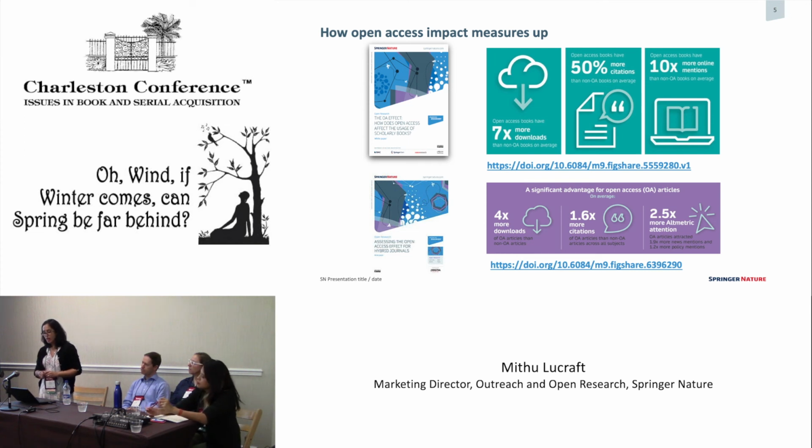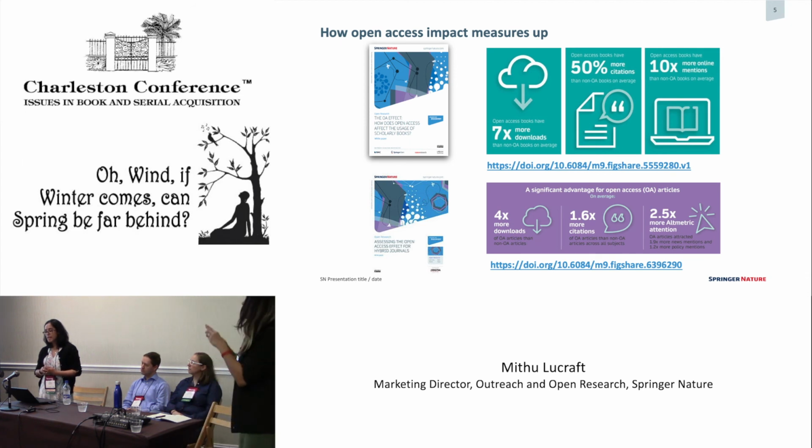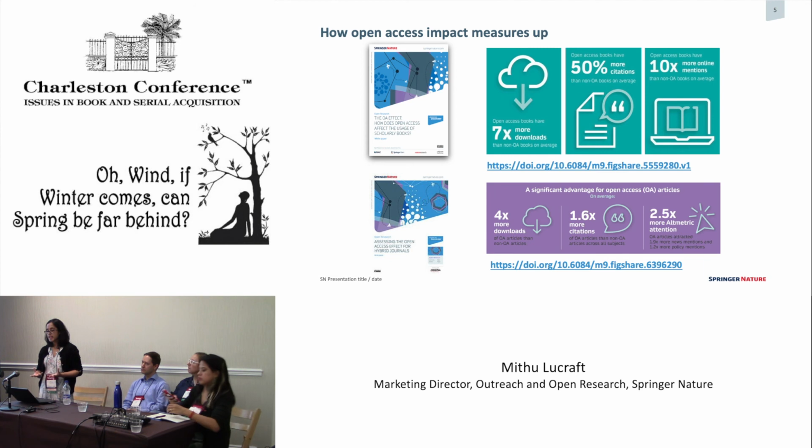For both of those, they are publicly available for download, and what we found was there is clear benefits from open access. So for books, that was 7 times more downloads. For the hybrid journals, we looked at 4 times more downloads. For citations, for the open access book study, we found 50% more citations, and for the hybrid journals, 1.6 times more. And then in terms of attention, for the books, that was 10 times more online mentions, and that was within the first year of publication, so within that immediacy of being published, that was when you were seeing that attention as well. And the same for the hybrid journal, so 2.5 times more attention.